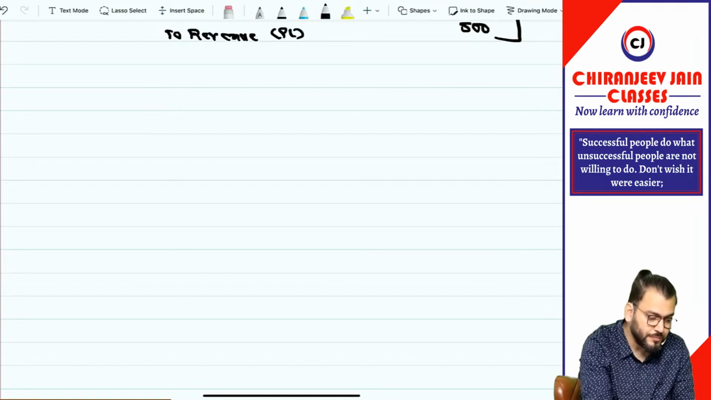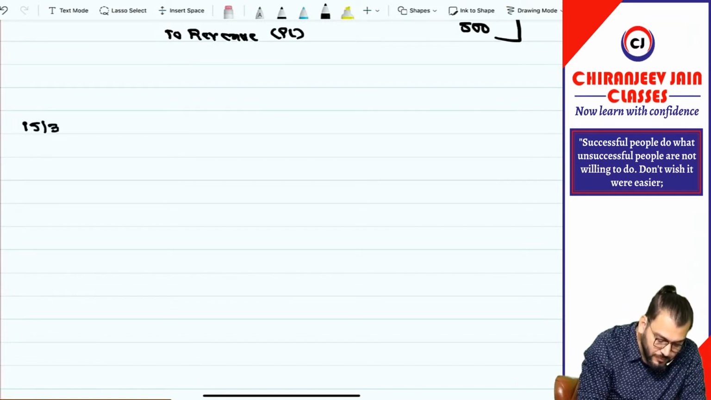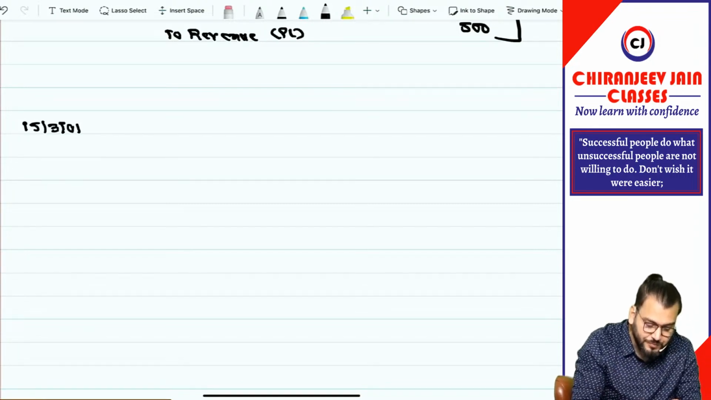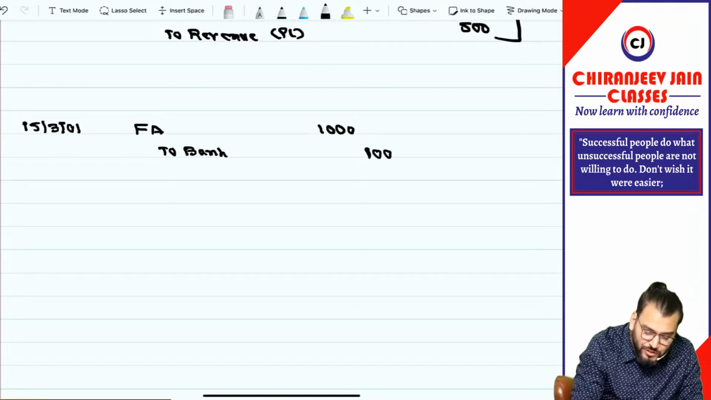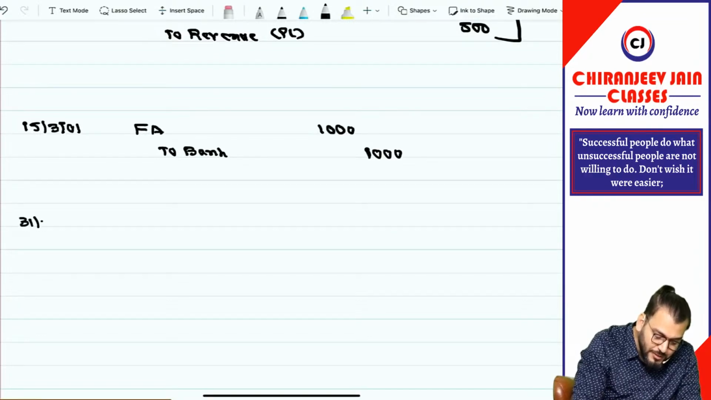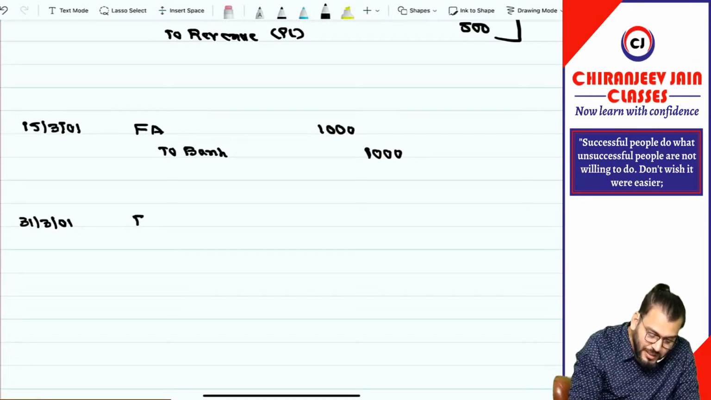We are doing question number 4. What is the date? The first date is 15th March 2001. First journal entry you have done: financial asset account debit to bank, 1000. Now in this question they have asked you to ignore interest, but let us pass the journal entry for interest also. So on 31st March 2001, first we recognize interest income. So the journal entry will be financial asset account debit to interest income.